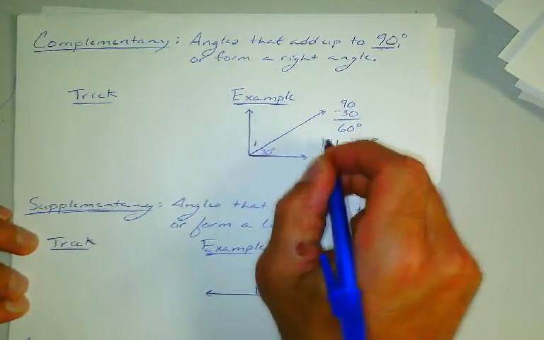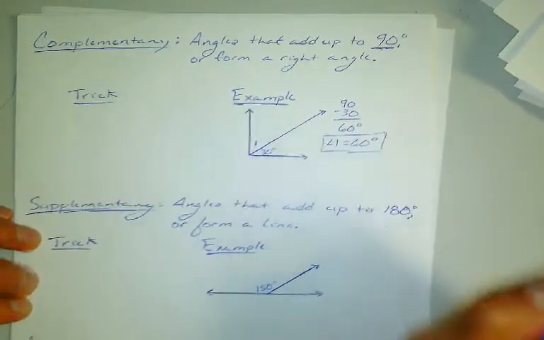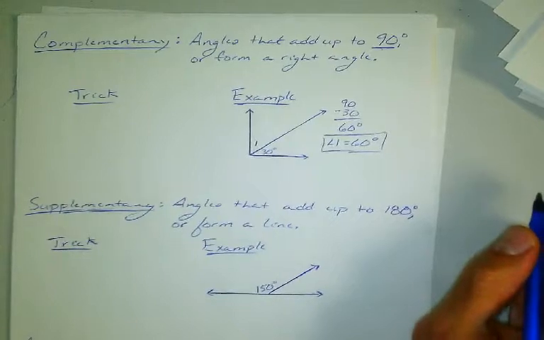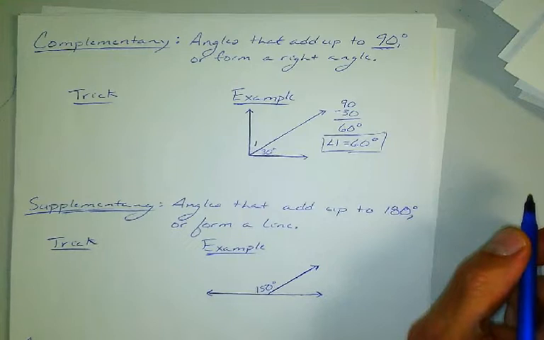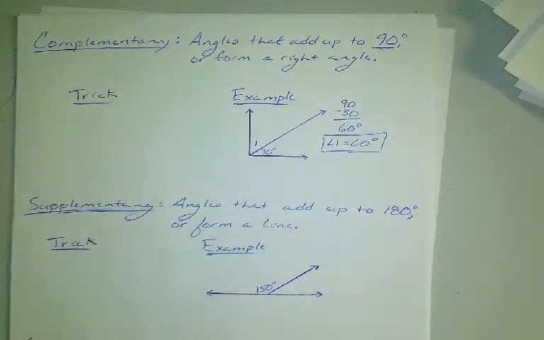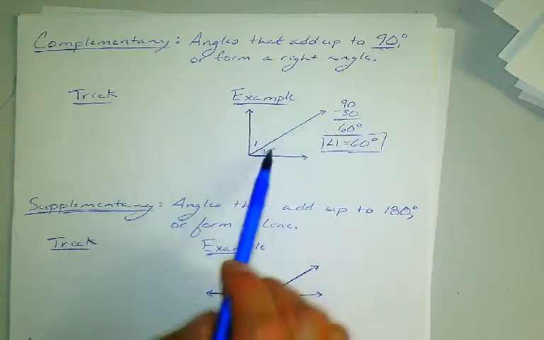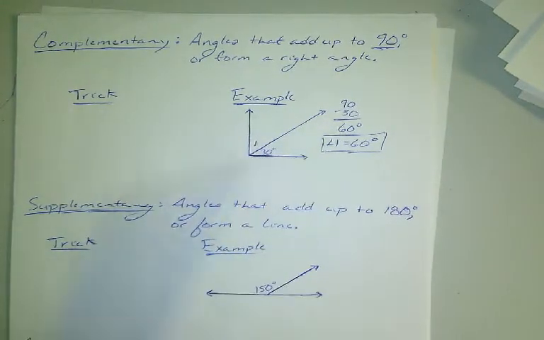Now it's not always going to be that simple. Next week I'm going to try to do some lessons with some more challenging examples, but I'll save that for next week. So if you're trying to find a missing angle and you know they're complementary, you do 90 minus the angle you know, and that'll give you your missing angle.